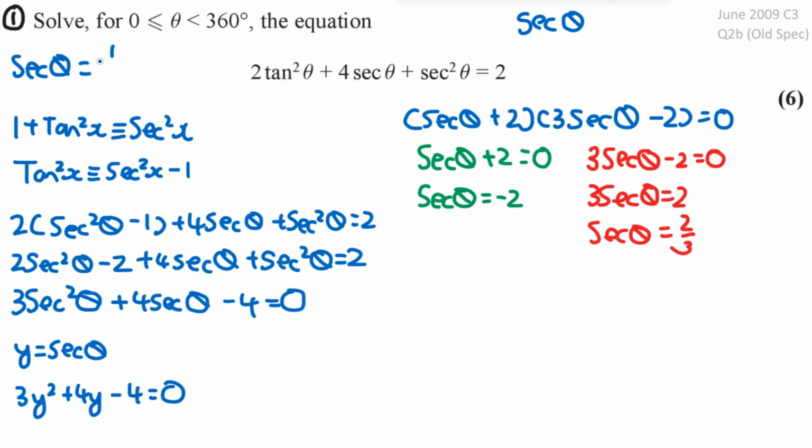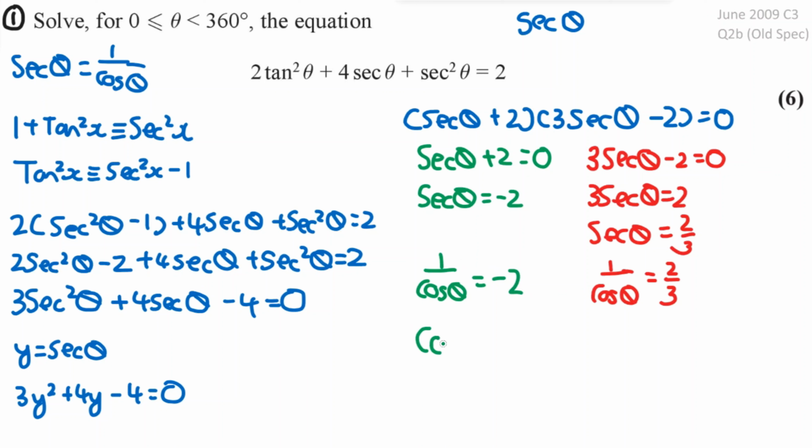And because sec theta is equal to 1 over cos theta, therefore we can rewrite both of these as 1 over cos theta is equal to minus 2, and this one is going to be 1 over cos theta is equal to 2 over 3, and therefore we can put these 1 numerators onto the other side. So this one is going to become cos theta is equal to minus a half, and this one is going to become cos theta is equal to 3 over 2.